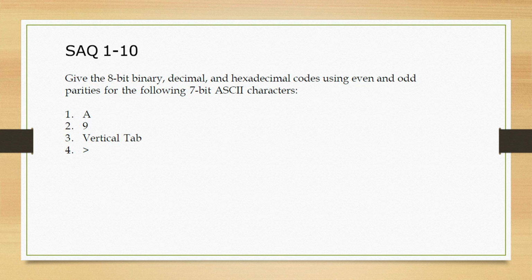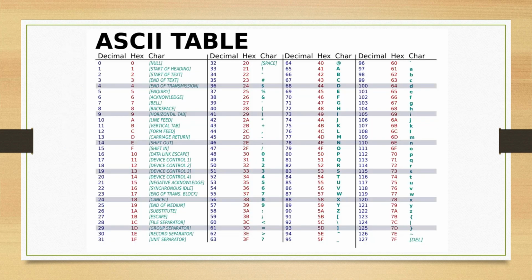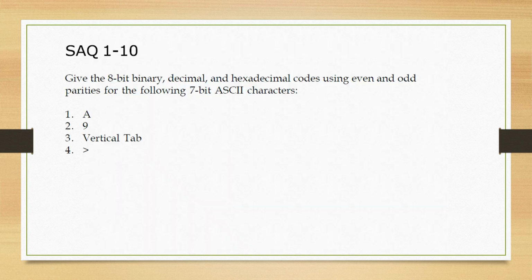So normally when you have this, for example, give the 8-bit binary, decimal, hexadecimal code using even and odd parities for the following 7-bit ASCII characters. So you will refer to this table for finding the characters and make the odd parity checking and the even parities for the following ASCII characters. So I hope that you learn a lot from our module 1.